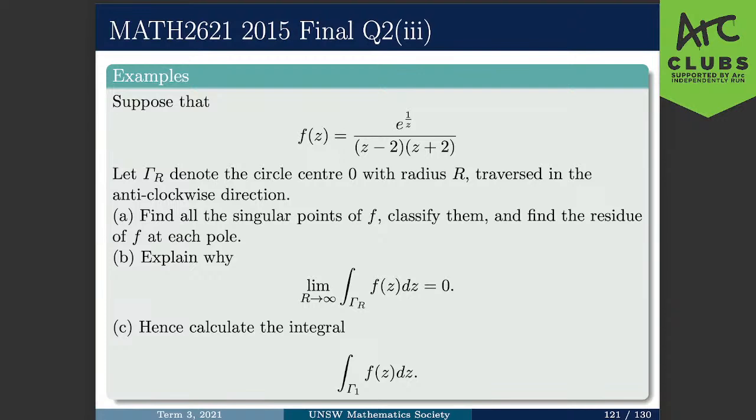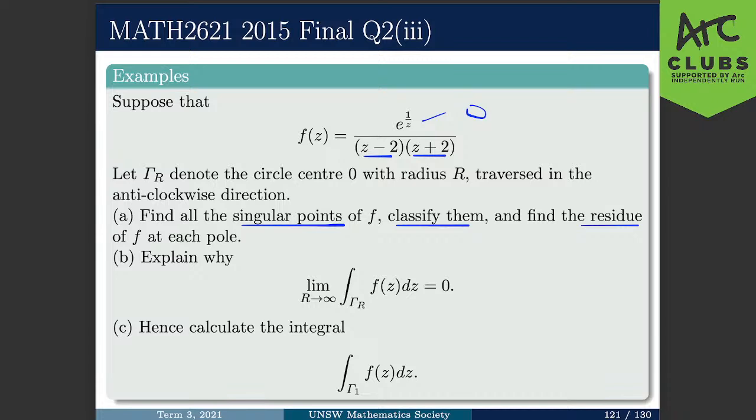Okay, this is a question taken from a past exam, 2015, hopefully long ago enough that I'm not going to spoil your past paper practice. So the first part I can go through quickly is to find all the singular points, classify them, and find the residues. Singular points are where the function is not differentiable. So obviously 2 is a problem, -2 is also a problem, and 0 is also a problem. So the singular points are 2, -2, 0.